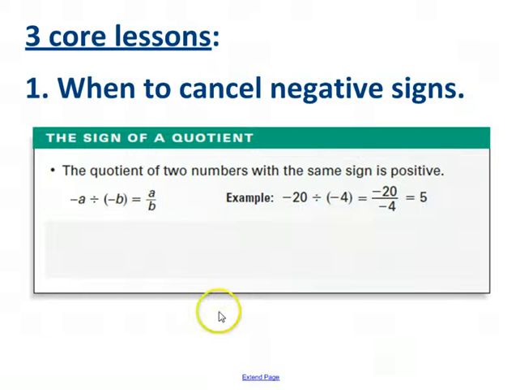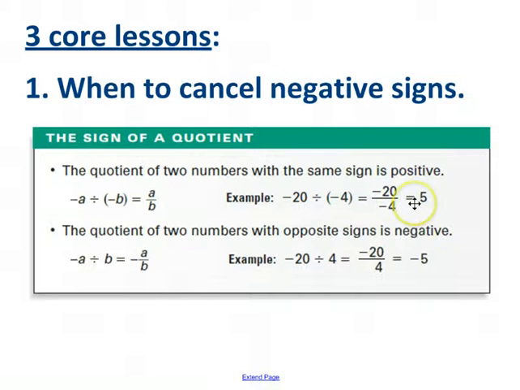Well, this box is taken straight from the textbook, the Houghton Mifflin Algebra 1 textbook, and it says the quotient of two numbers with the same sign is positive. So in other words, if you've got negative divided by negative, those negatives cancel out. Similarly, negative divided by negative, the negatives cancel, and it's really just 20 divided by 4, which is 5.